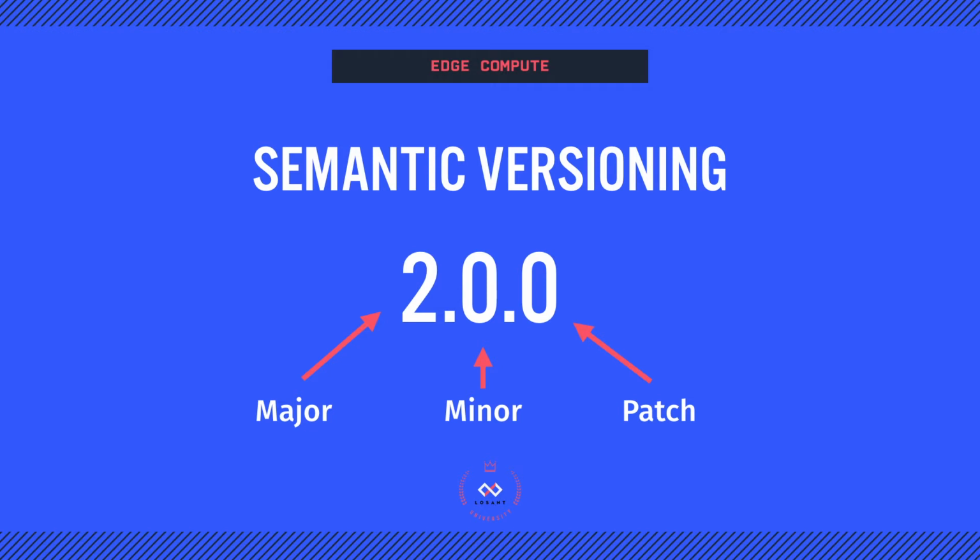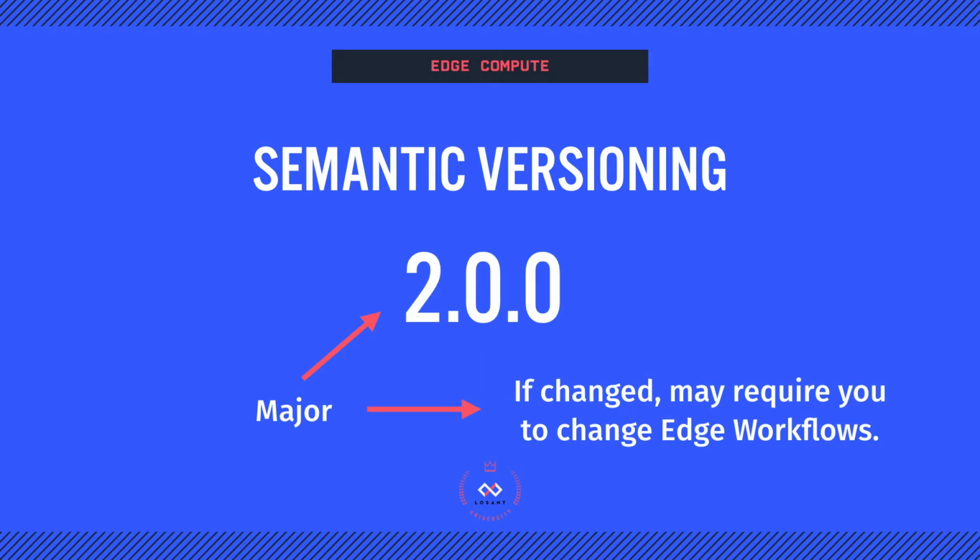The big thing to remember here, if you see a major version change, take a careful look at the changes as they may require you to change something within your workflows. All this is to ensure that workflows can run properly on your Edge gateway and hardware.